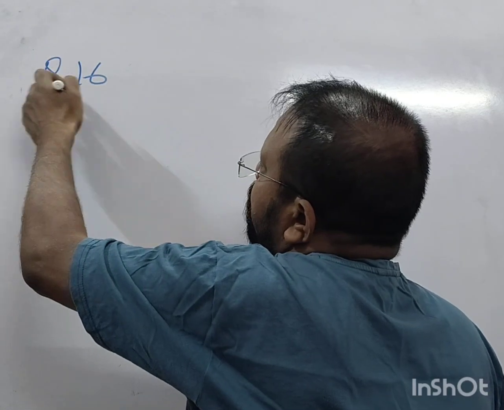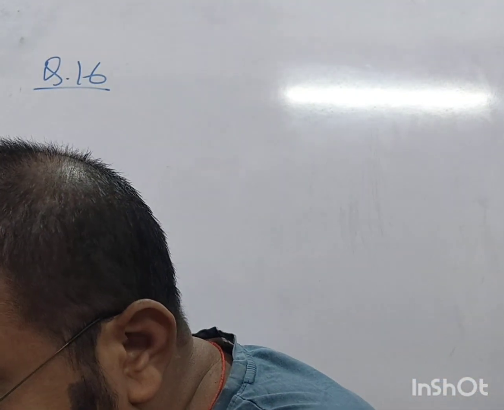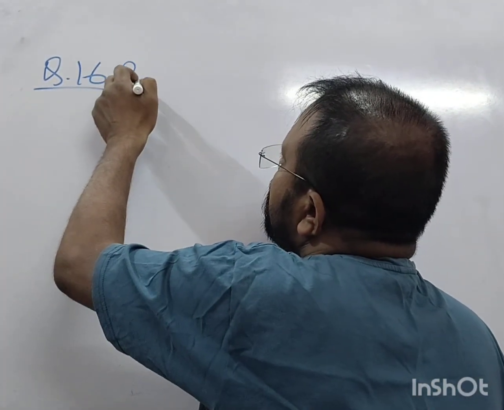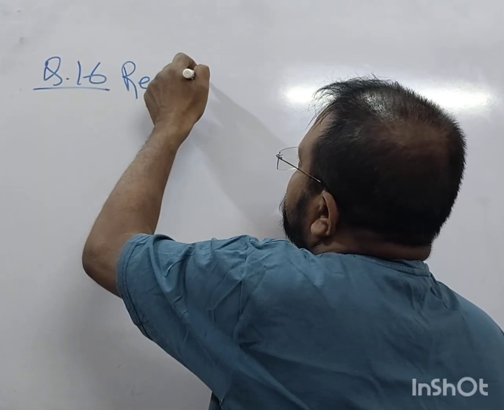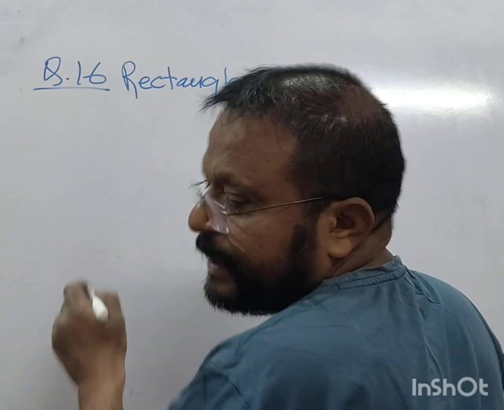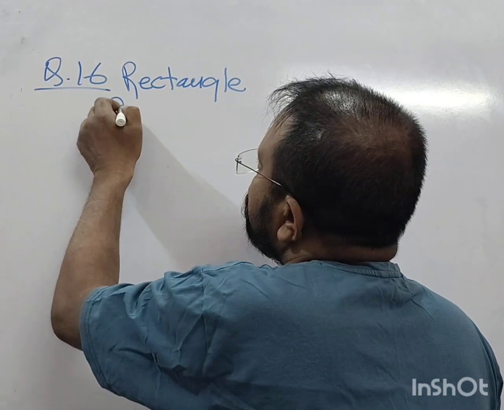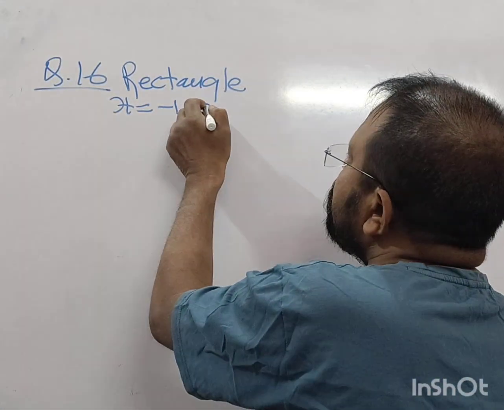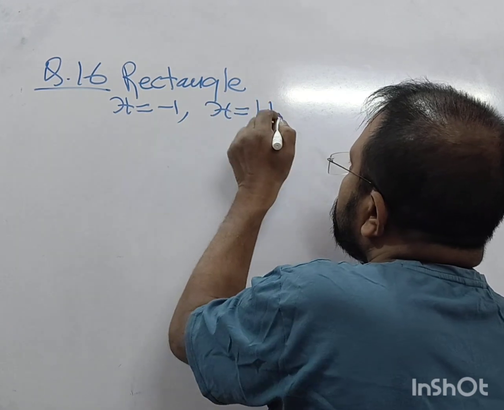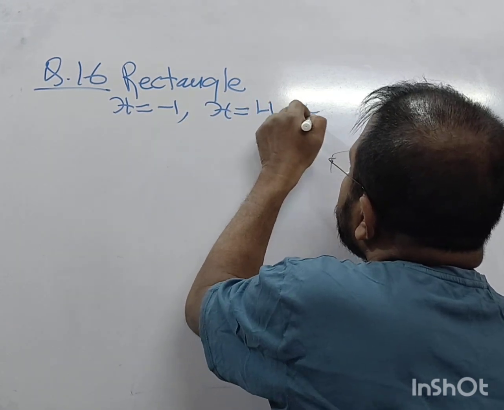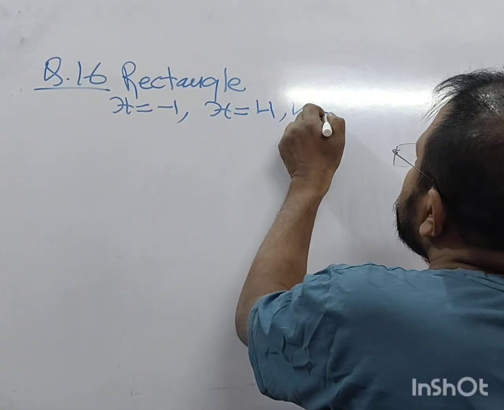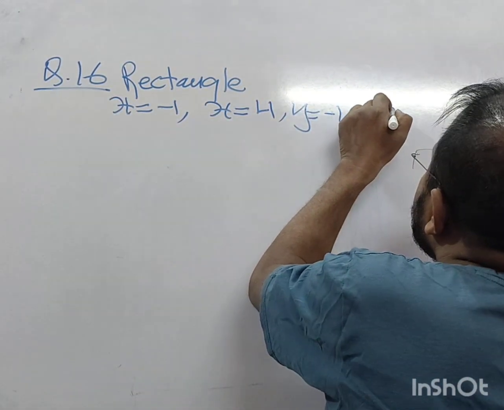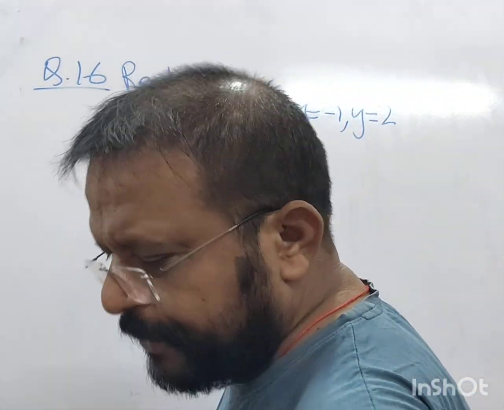Question number 16. Find the equation of the diagonal of a rectangle whose sides are x is equal to -1, x is equal to 4, y is equal to -1, and y is equal to 2. You get it? So how do you solve it?